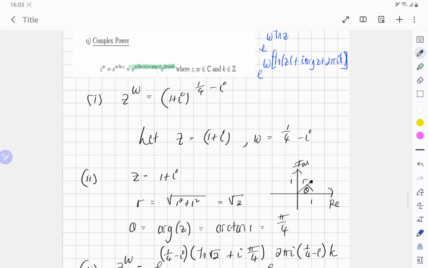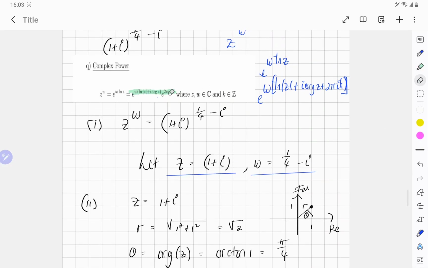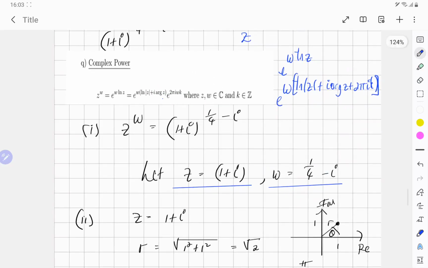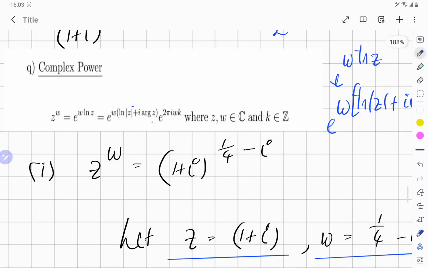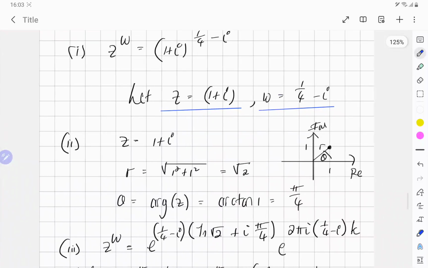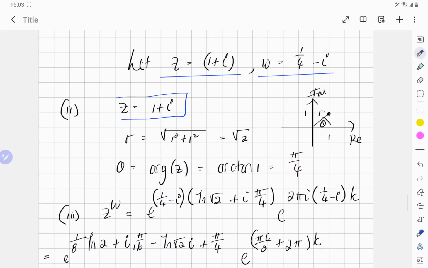So what I immediately do in my first step, I let z be 1 plus i and w a quarter minus i. Now just make sure from your formula you need the modulus and the argument of z, not of w. So we have z. Recall, it's very important which quadrant you're working in.